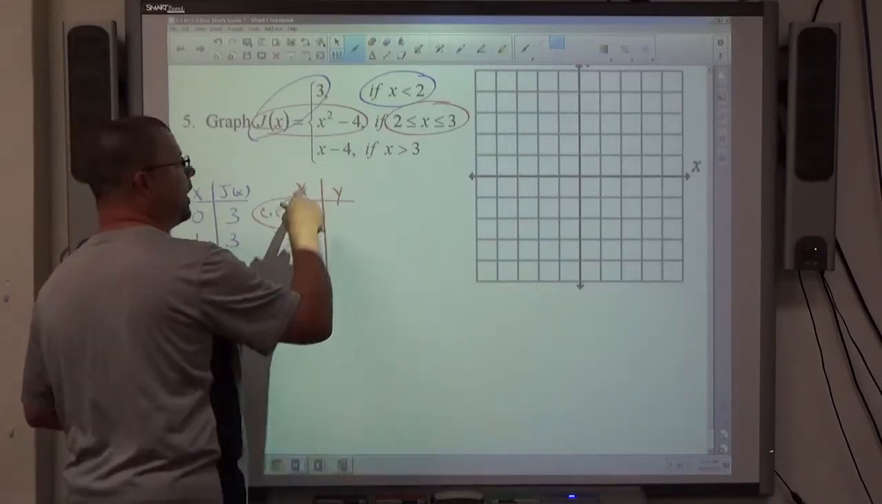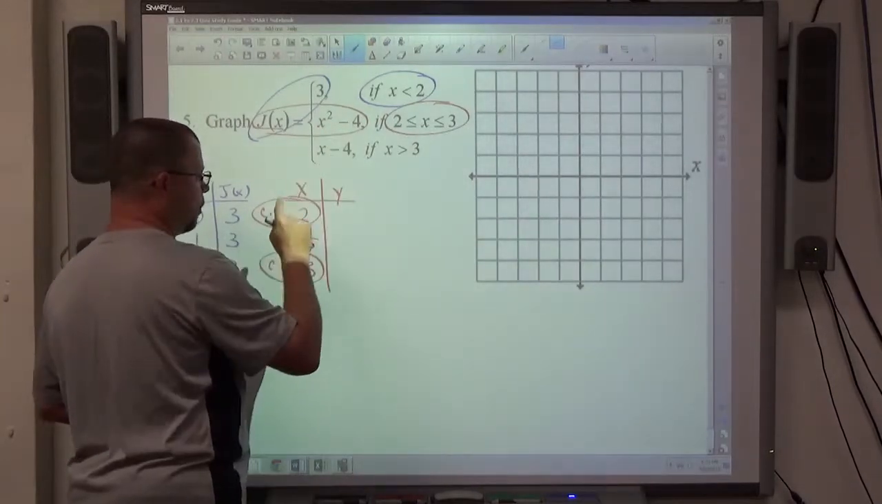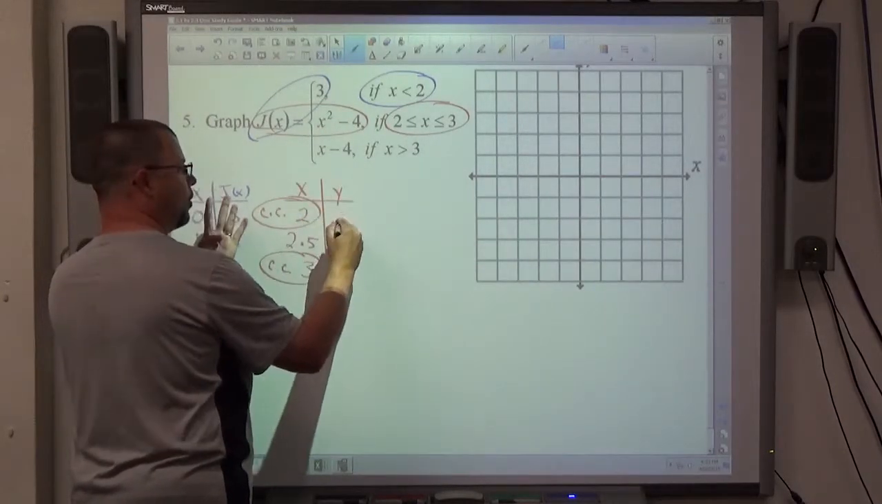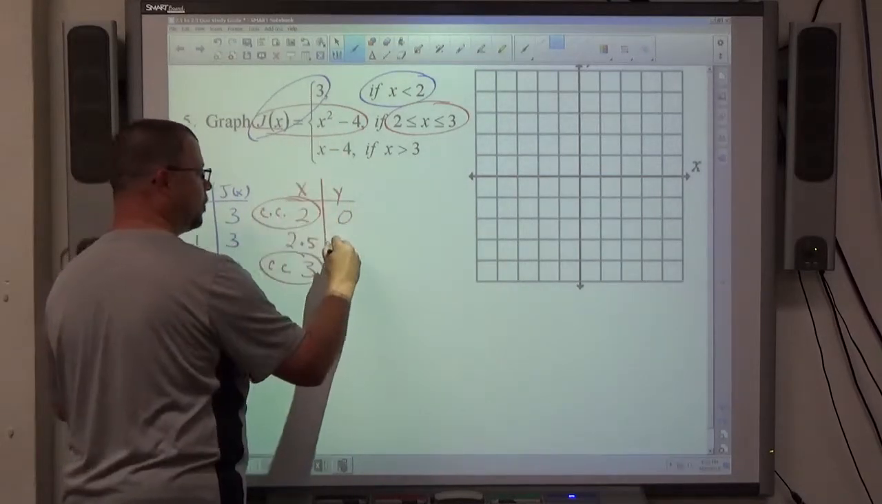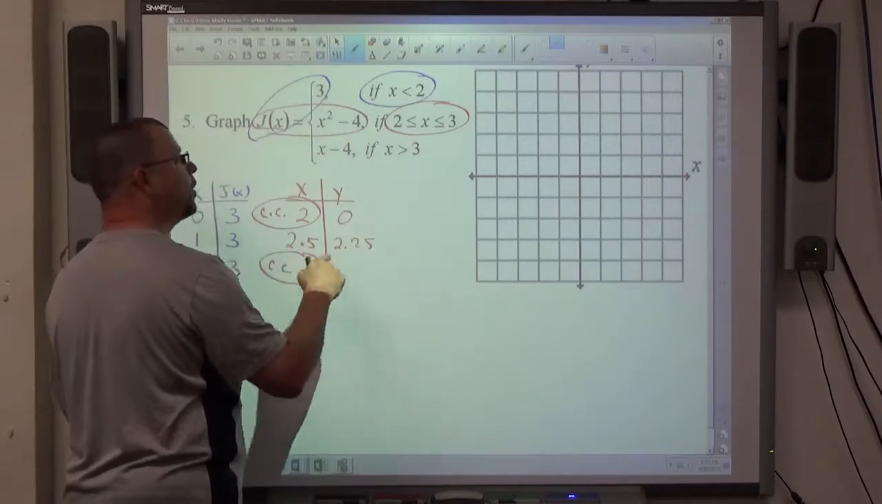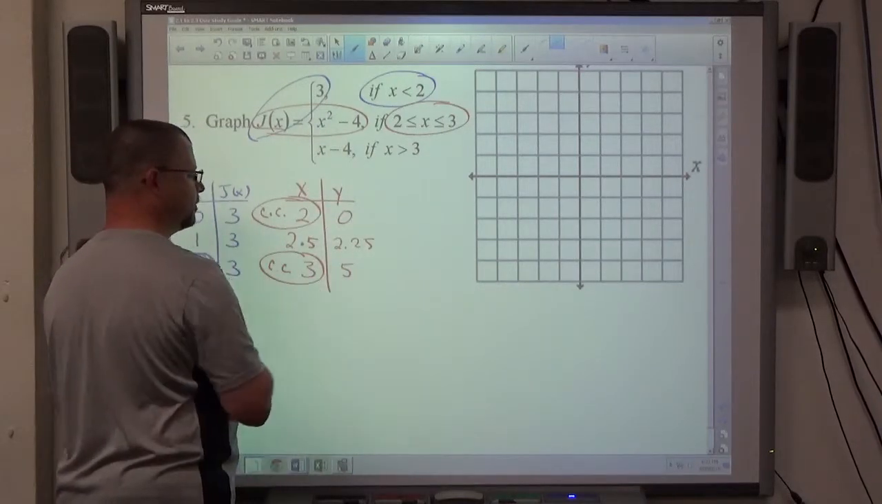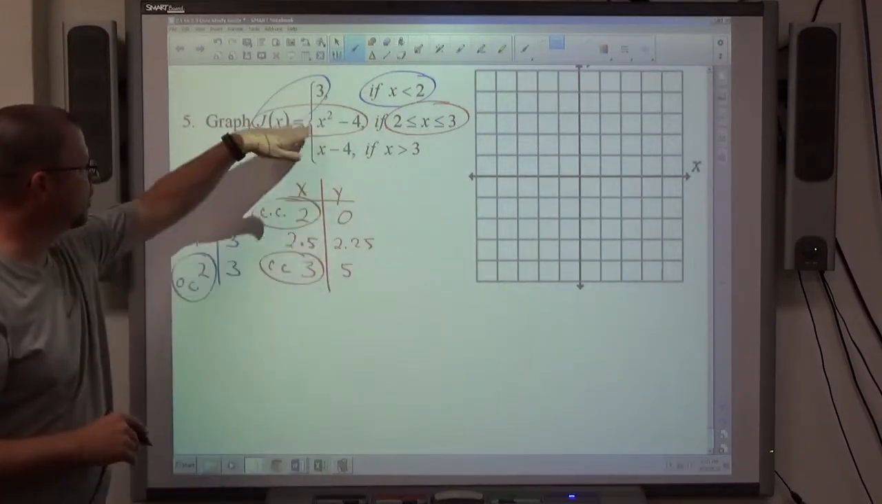So this is telling me to get y, I'm going to square x, then subtract 4. 2 squared is 4, 4 minus 4 is 0. 2.5 squared is 6.25, minus 4 is 2.25. 3 squared is 9, minus 4 equals 5. Okay, so those 3 points happen on the second piece.